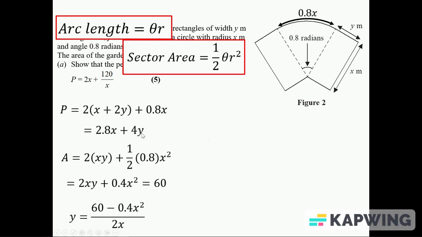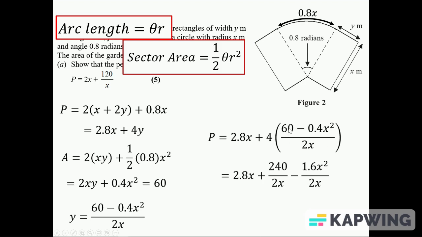So I'm going to replace the y in the perimeter with my expression that I got from the area. It looks like this. I'll break this up into two fractions: 4 times 60 over 2x, and 4 times minus 0.4x squared over 2x. This will cancel down, so it's 1.6x over 2, so 0.8x, and I'm taking that away. That'll leave me with the 2x that I wanted, and this just cancels down to 120 over x.